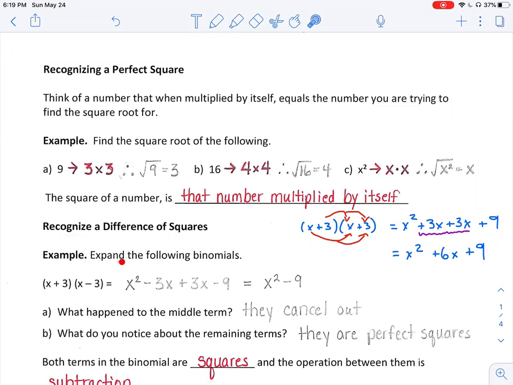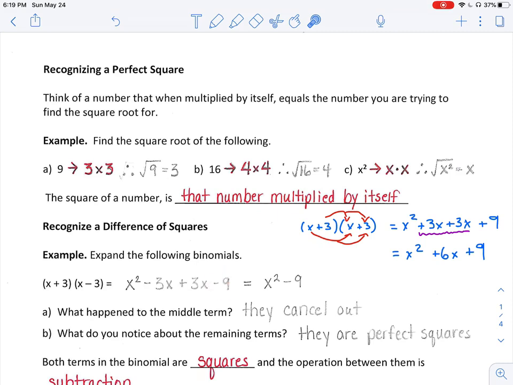So for example, expand the following binomials. We have x plus 3 and x minus 3. Expanding means using our FOIL: first, outside, inside, last. So x times x is x squared. x times negative 3 is negative 3x. 3 times x is positive 3x. And then 3 times negative 3 is negative 9.